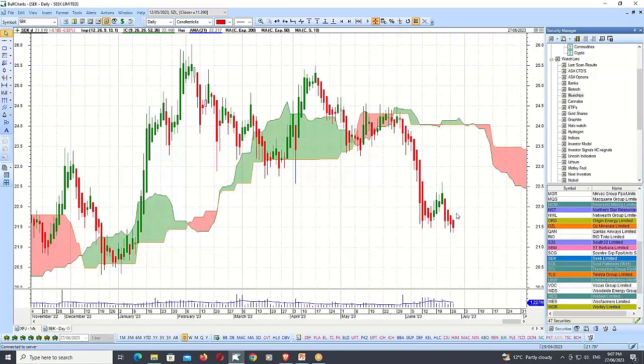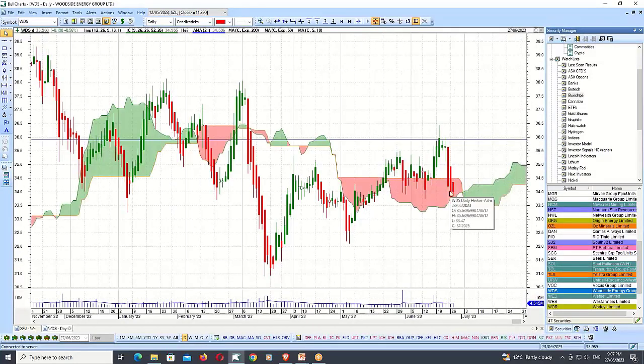Seek, everyone's talking about Seek. Well, I wouldn't be buying it at the moment. No. Woodside had a good... Woodside in the cloud.